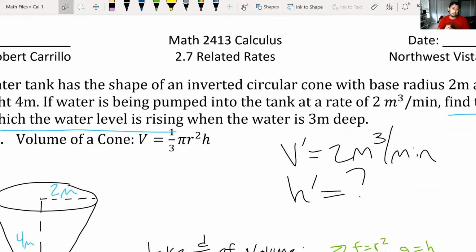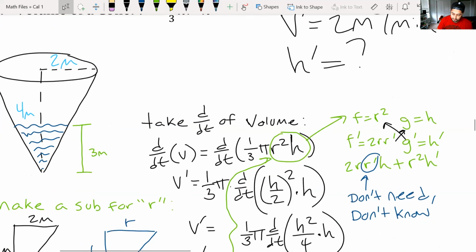Now, I know you've been waiting for it. You get to plug in 3 for h. And the reason we plug in 3 and not 4 is because we want to know how fast the height is increasing when the water is 3 meters deep. 4 represents the height of the cone, but the water is at 3 inside the cone. So we plug in 3 instead of 4. Okay, so 2 meters cubed and 3 meters.